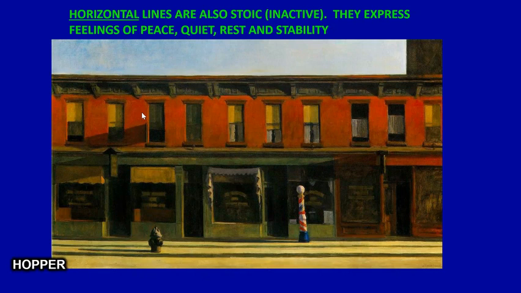However, it's a very stoic composition because there's a lot of verticality in it. Horizontal lines are also stoic or inactive. They express feelings of peace, quiet, rest, and stability.